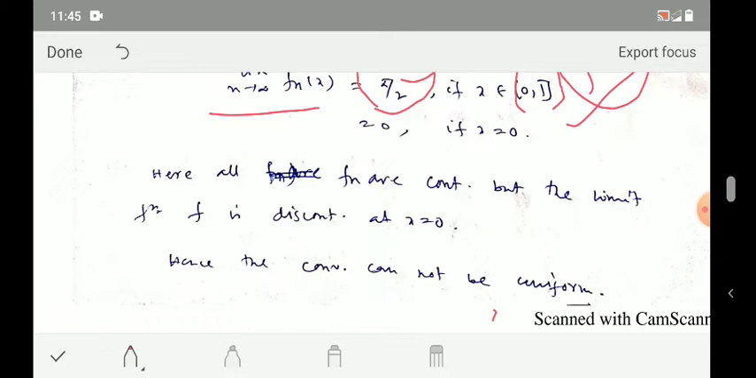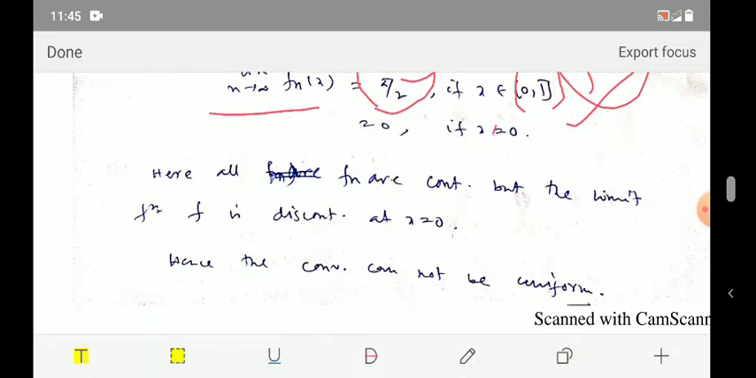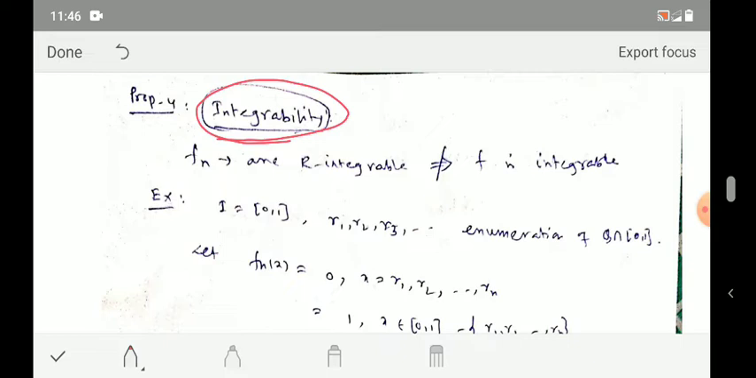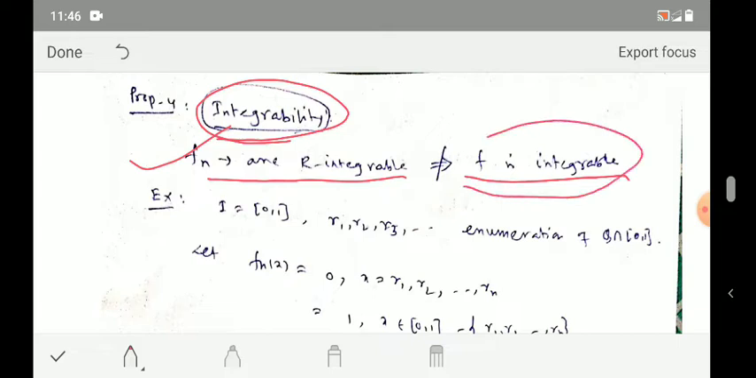Actually, in the first class on consequences of uniform convergence, I discussed these consequences. From these we have 4 results, which I discussed for continuity. Next I am going to the next property among the consequences of uniform convergence, that is the integrability property. Integrability property means: for a sequence of functions fn, if fn are all Riemann integrable, whether f is Riemann integrable, where f is the limit function of fn.